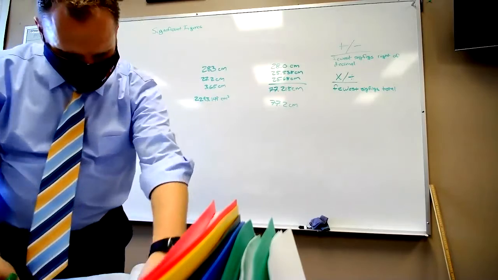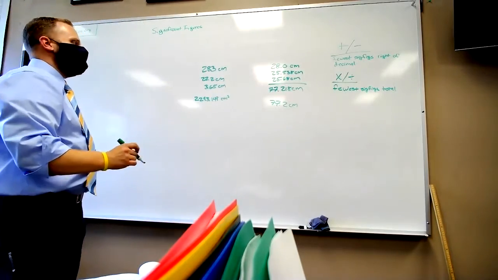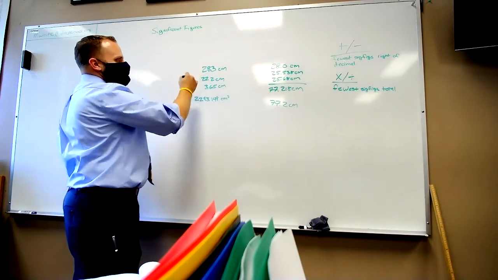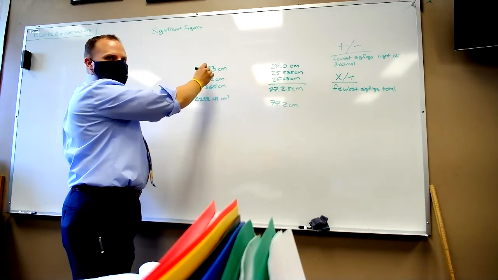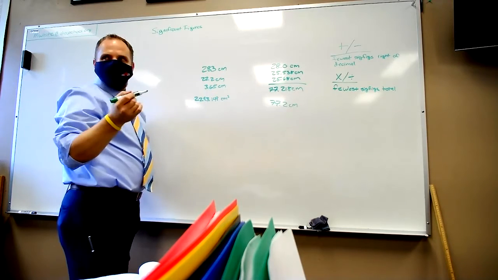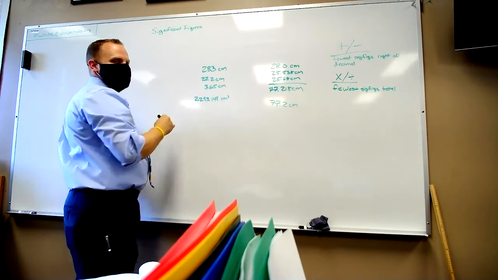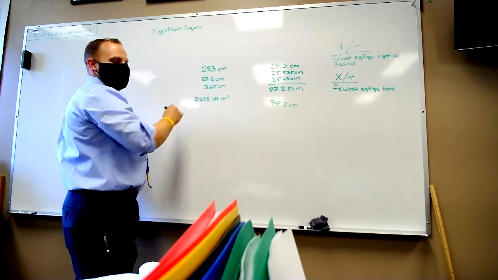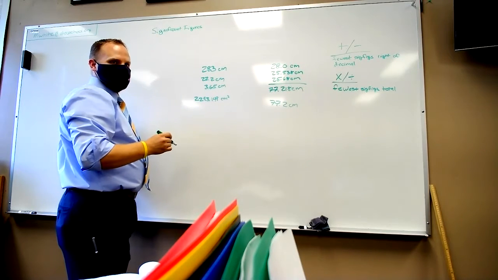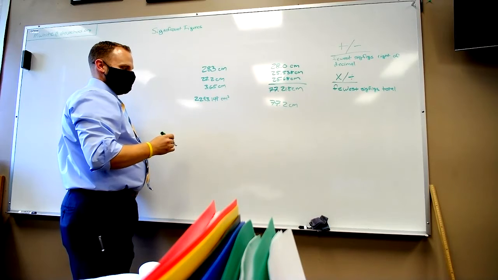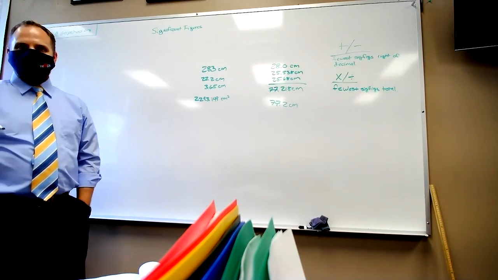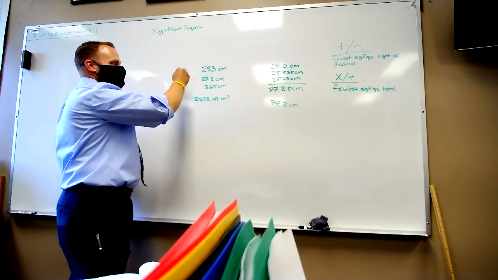But when we go back and look, how many significant figures are in this number? 3. How many in this number? 3. How many in this number? How many in this number? 7. 7 is too many. We're only allowed to have 3.